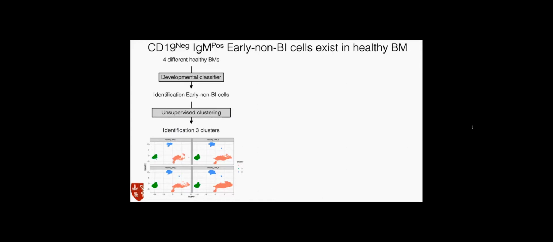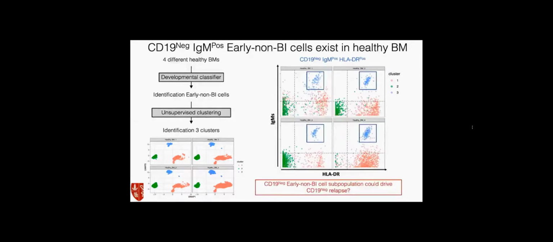We wanted to understand also if there was a CD19 negative early non-B cell in healthy bone marrow, since this was what defines these early non-B cell populations that we were seeing with the classifier. So Pablo took a look at 4 different healthy bone marrows, ran the classifier, and took the cells that were identified as early non-B cells and performed an unsupervised clustering. Within that one population that through classification we call early non-B cells, we found 3 clusters. If we looked at these 3 clusters, we could see that they were 19 negative, but there was, shown here in blue, cluster 3, a population within the 4 marrows that expressed immunoglobulin heavy chain, or IgM, on the surface and had HLA-DR, suggesting that this could be a cognate population in healthy bone marrow that could lead to CD19 negative relapse in these patients with leukemia.